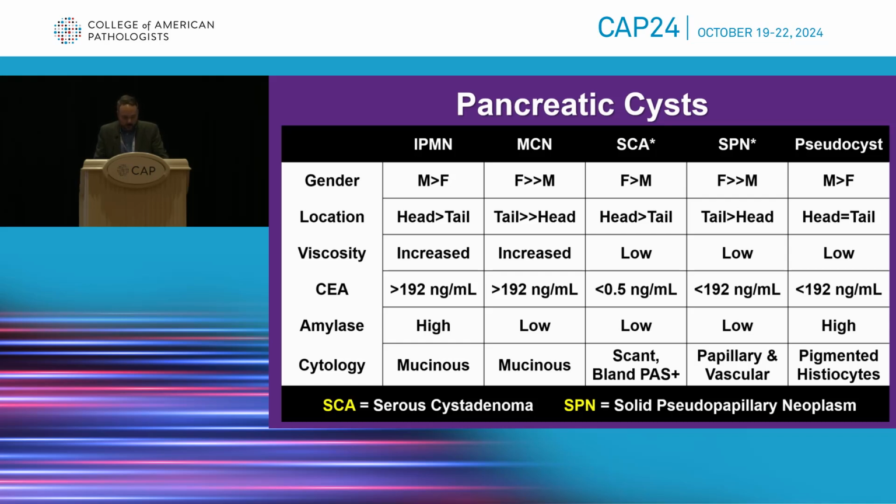Amylase tends to be elevated in pseudocysts. It can also be elevated in IPMN. So these chemical markers can be helpful, but they don't give us a complete picture of the cyst. Cytology can be helpful if it's cellular. Again, it's not always cellular, but certainly identifying mucinous epithelium or mucinous contents can be suggestive of a mucin-producing cyst. Whereas other types of cysts, like a serous adenoma, might have some scant material, some cuboidal cells that might be positive for PAS. And I think we saw a solid pseudopapillary neoplasm in the previous part. And then with a pseudocyst, you may have hematoidin pigment, histiocytes, crystalloids, things like that.